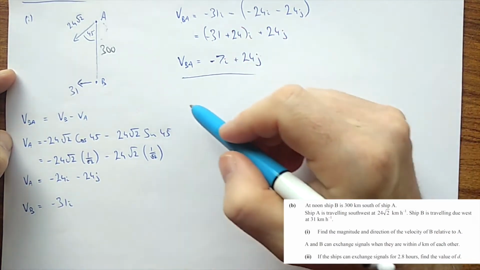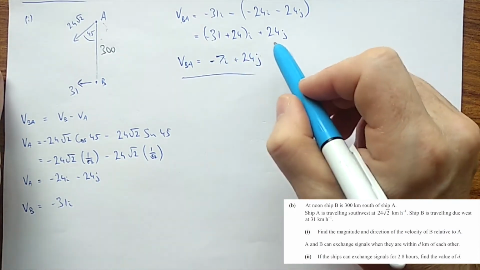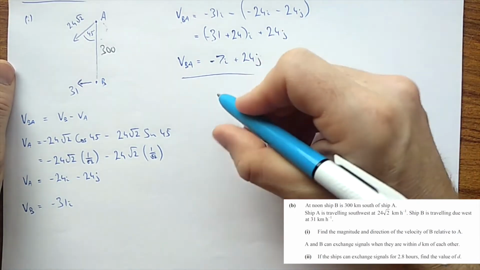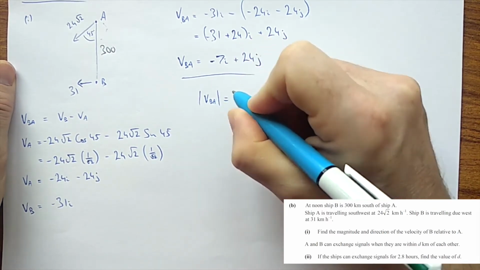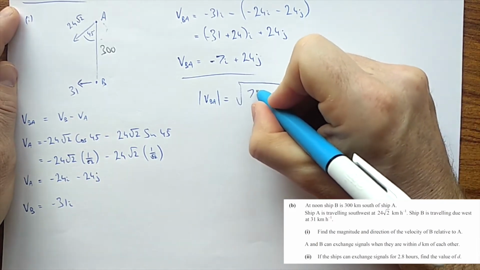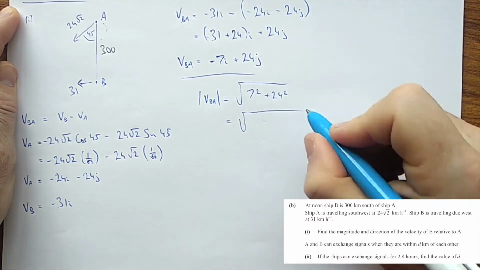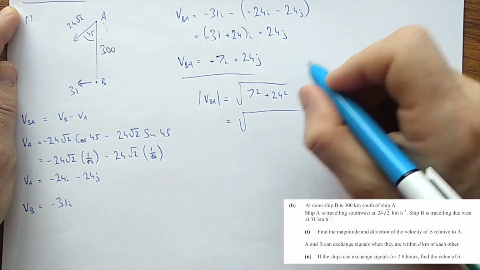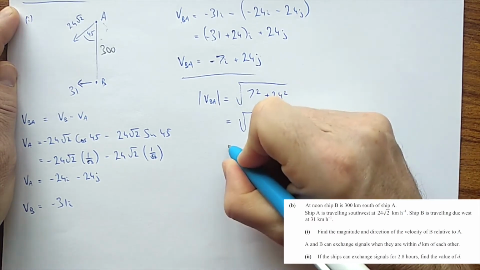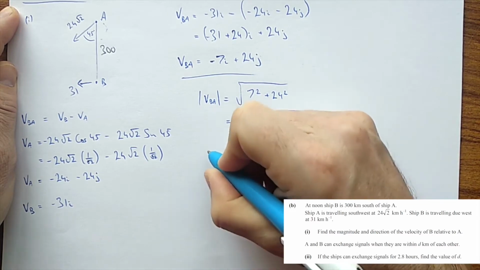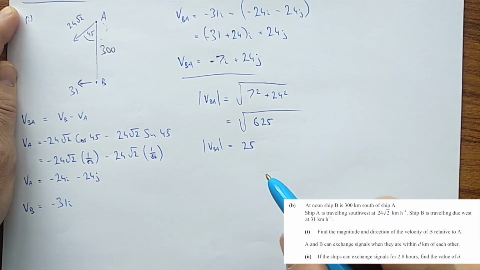Now, magnitude and direction. You may recognize these numbers and you may realize that our magnitude is going to be 25. If you don't, no big deal. Let's work on our magnitude of VBA. It's the square root of 7 squared plus 24 squared, which is going to come out to the square root of 625, which is of course 25. So that's the magnitude. This is one of our nice little Pythagoras triangles.